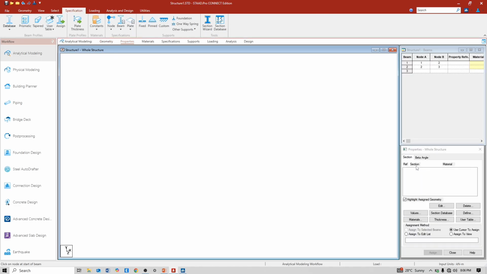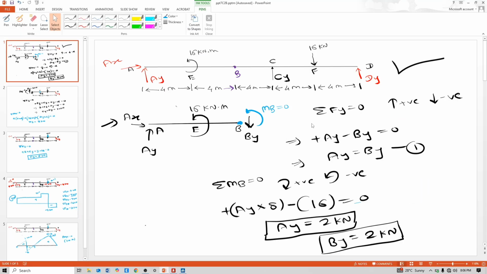Then properties. While calculating manually, we had not considered properties of this beam like dead load or section properties like width is 230 and depth is 600. But in StaadPro, we need to provide them.